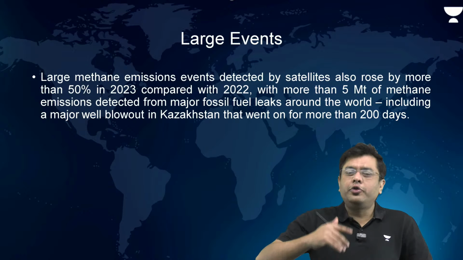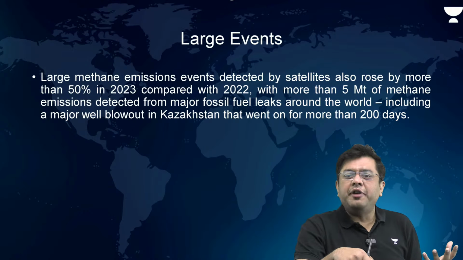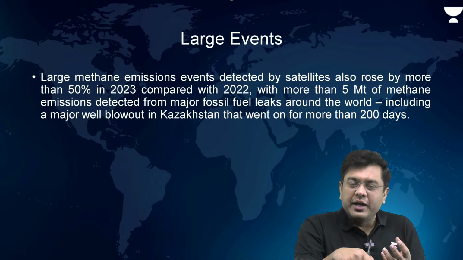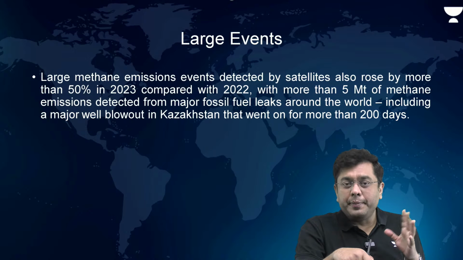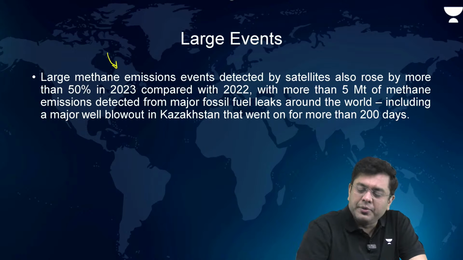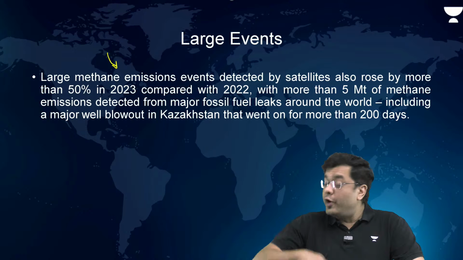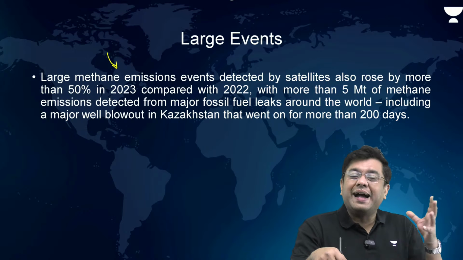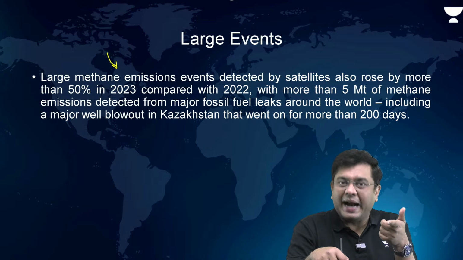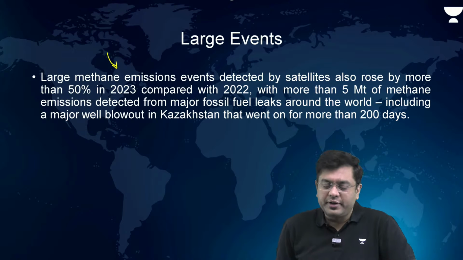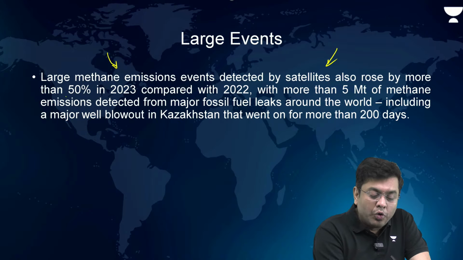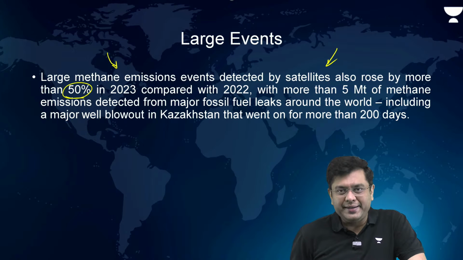Now, this report has also indicated that large-scale events, for example, oil leaks and leaks from the natural oil fields, also become a very important and long-term contributor to methane emission. So large-scale methane emissions have been detected by the satellites. One of the satellites which has been launched to track the methane emission from the oil producing areas is the MethaneSat. Okay, that is one of the satellites for the tracking. So detected by satellites, right? So that rose by more than 50% in 2023.